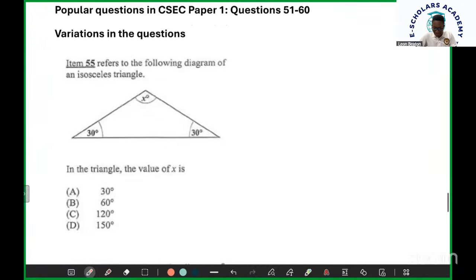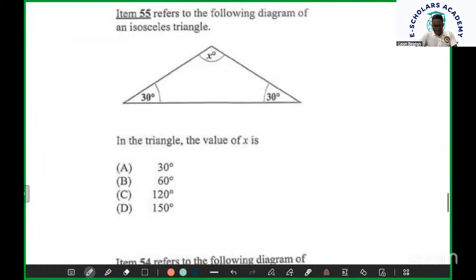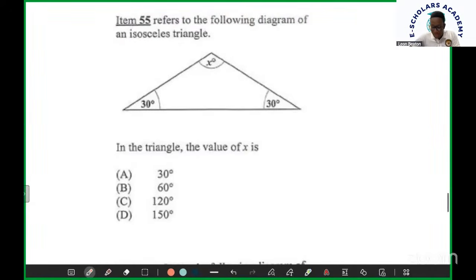So let's carry on. Item 55 before, the following diagram of an isosceles triangle. Isosceles means the two base angles are equal and also the two sides are equal. So let's see what they want.